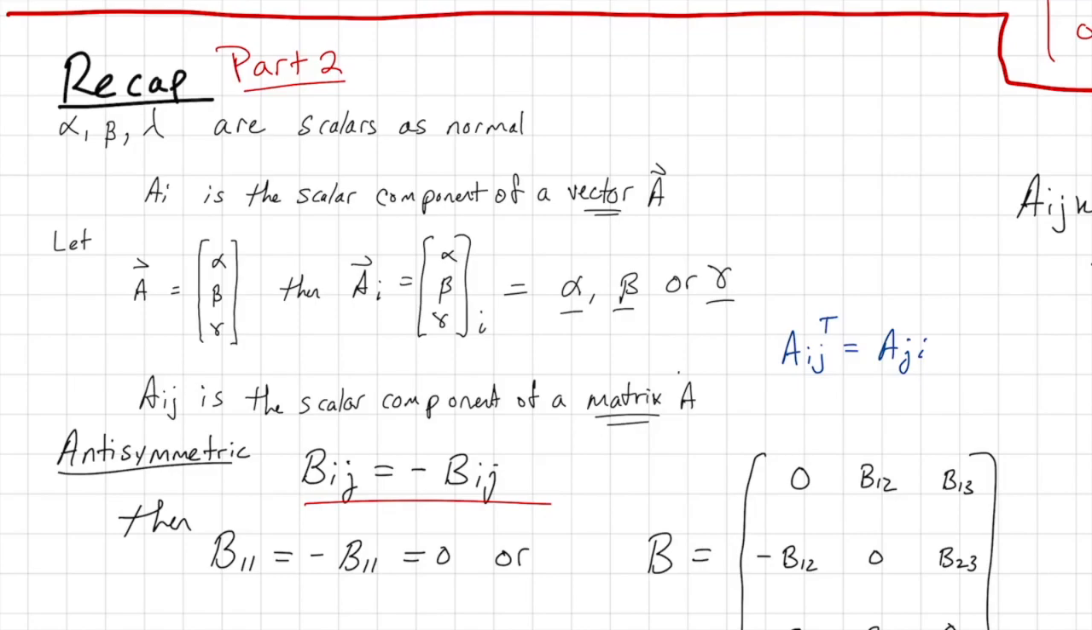So let's recap. When we have just a variable written, alpha, beta, lambda, these are just scalars as normal. These are generally constants, or if they're not constants, they are not vectors. And A_i, what does A_i mean? A_i just means the scalar component generally of a vector A, or a vector component.